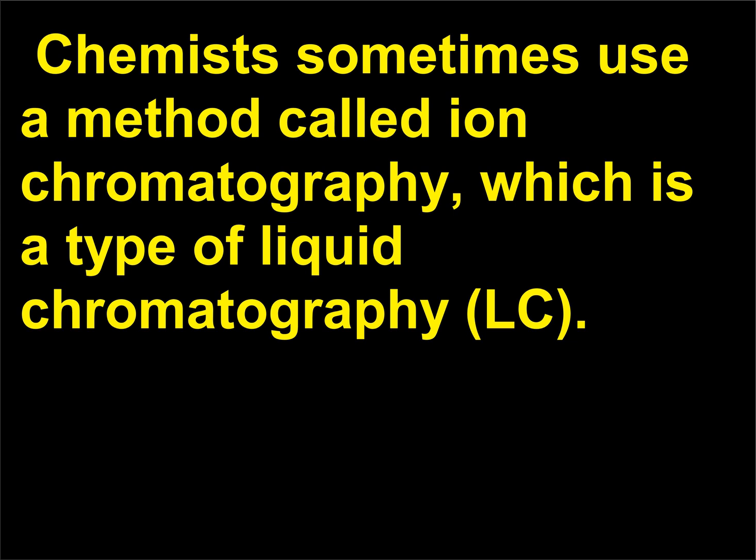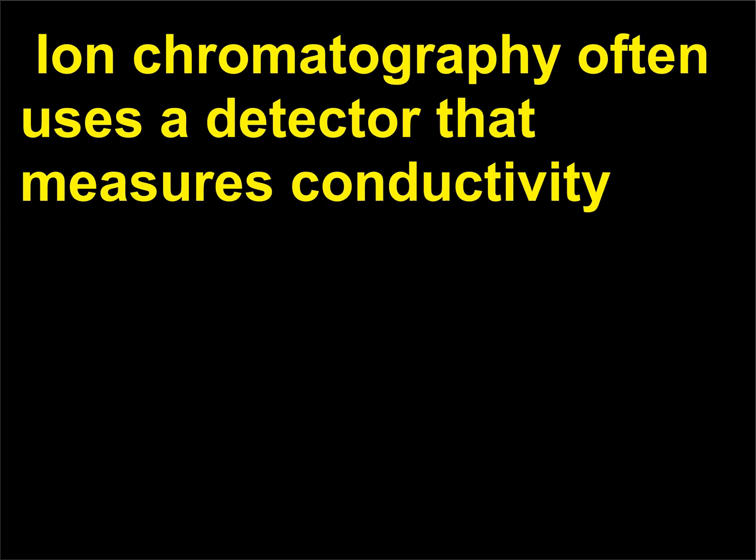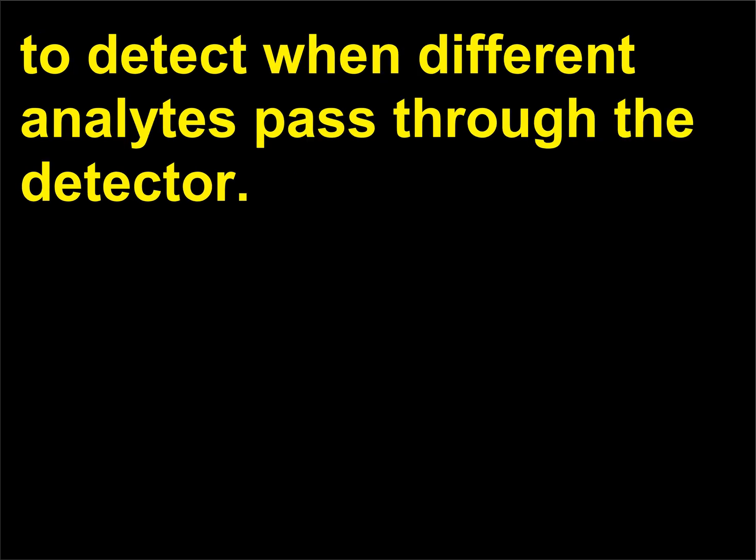Chemists sometimes use a method called ion chromatography, which is a type of liquid chromatography, LC. Ion chromatography often uses a detector that measures conductivity to detect when different analytes pass through the detector.